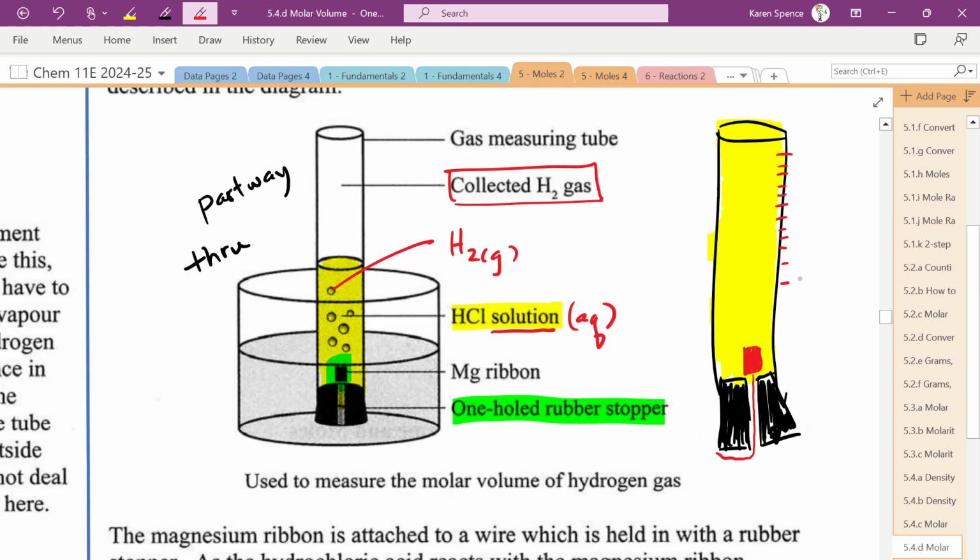In fact, would you like to see one of these? Would you like to see a gas measurement tube? Okay, I'm going to hand these out. We're going to take a look at them, and then you're going to bring them back and put them in this box. Okay?